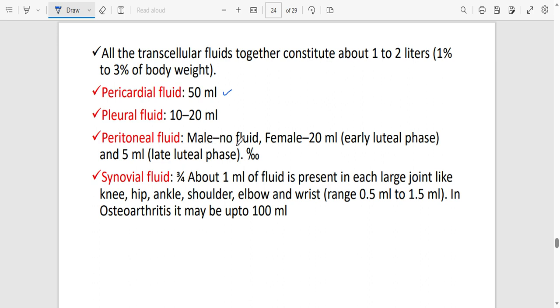So for males, there's no fluid in the peritoneal, and then for females, about 20 mils. That is in the luteal phase, and then 5 mils at the late luteal phase. And then for the synovial fluid, it is very small because the synovial joint is really small, like about 1 mil. So this is just showing us that these transcellular fluids are really, really very small. Even if you add all of it, this will not even give us a liter. So transcellular fluid is about 1 to 2 liters. That is 1% to 3% of the total body weight.